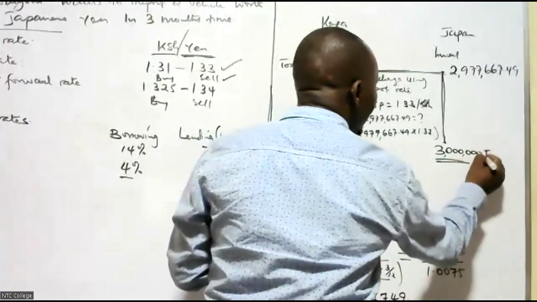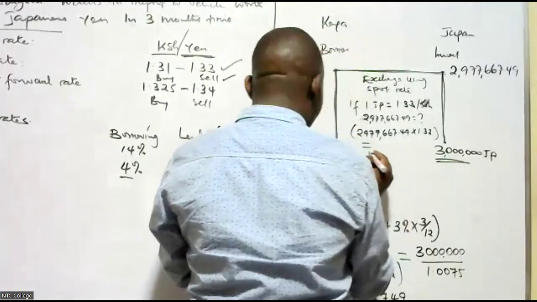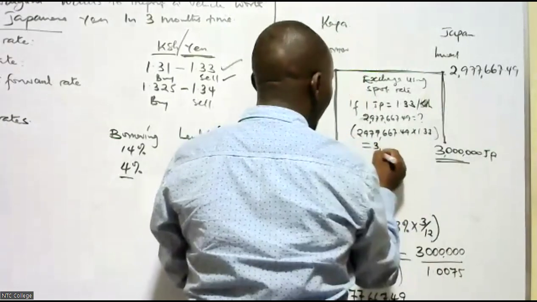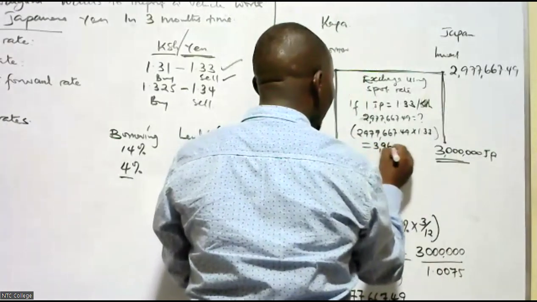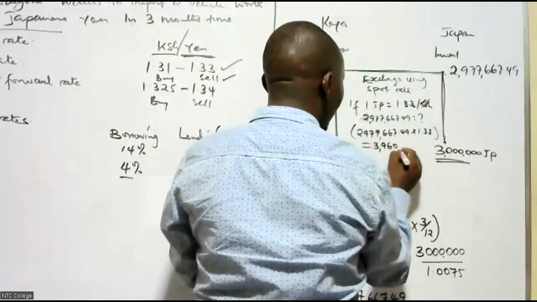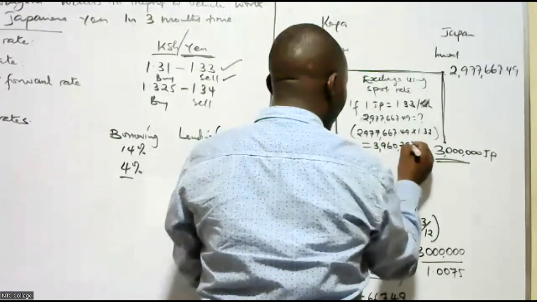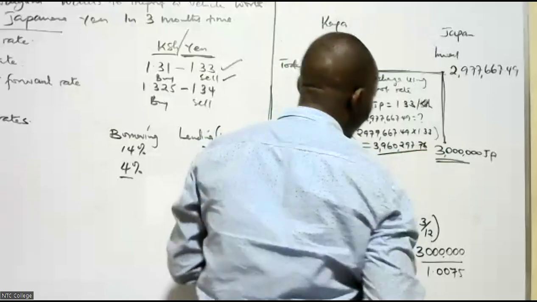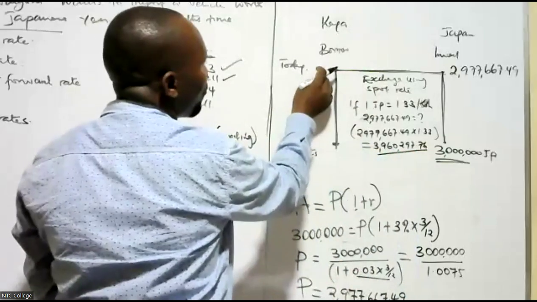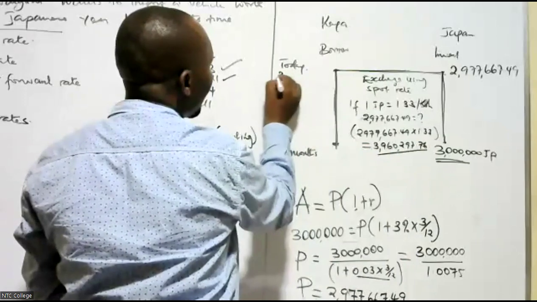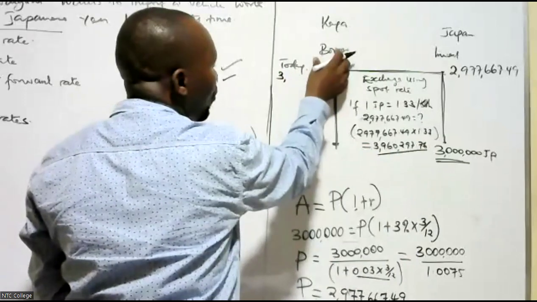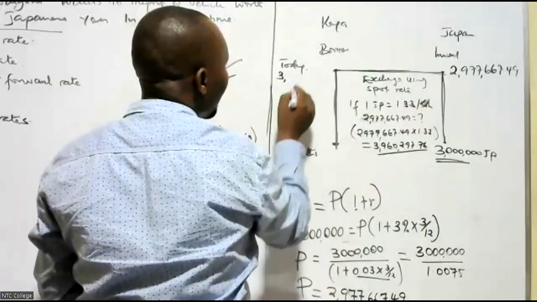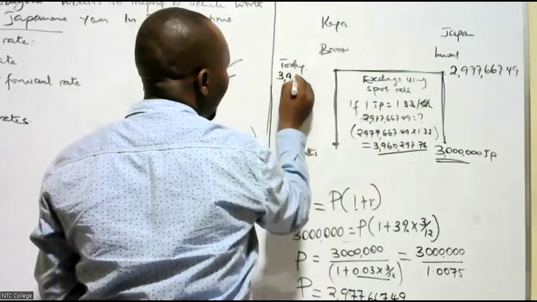Remember, this one is Japanese yen. The amount that I need to give them so that they give me this amount today is 3,960,297.76. They need this amount. That is the amount that I'm going to borrow here. That is the amount that I'll borrow. I'll get in Kenya, 3.96.